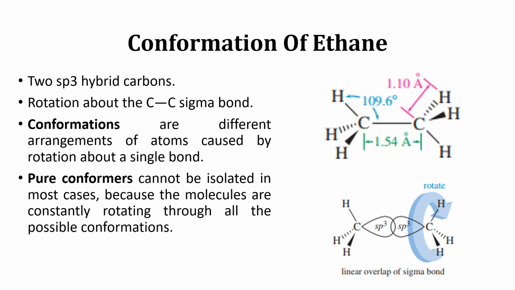Conformation of ethane. Ethane, the two-carbon alkane, is composed of two methyl groups with overlapping sp3 hybrid orbitals, forming a sigma bond between them. The two methyl groups are not fixed in a single position but are relatively free to rotate about the sigma bond connecting the two carbon atoms. The bond maintains its linear bonding overlap as the carbon atoms turn. The different arrangements formed by rotation about a single bond are called conformations, and a specific conformation is called a conformer or conformational isomer. Pure conformers cannot be isolated in most cases because the molecules are constantly rotating through all possible conformations.